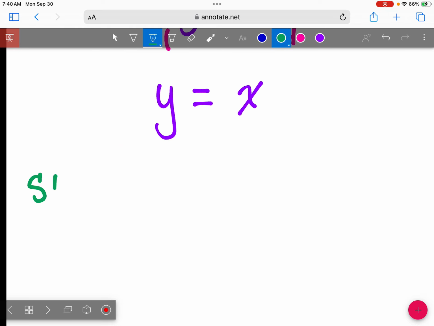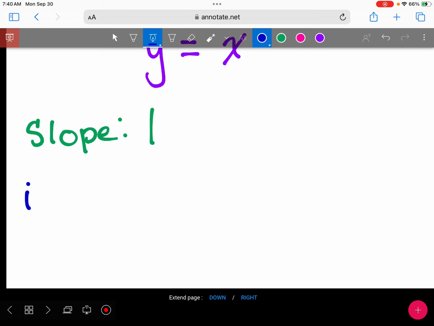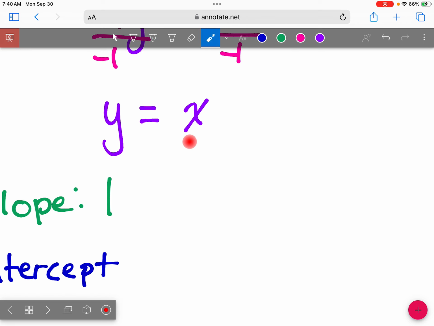So what's our slope? 1. What is our intercept? 0, 0. Because it's mx, that's my slope, plus b. What's being added over here? Nothing. Our math term for nothing is 0. So its intercept is 0, 0. If there's nothing written there, it's a 0.